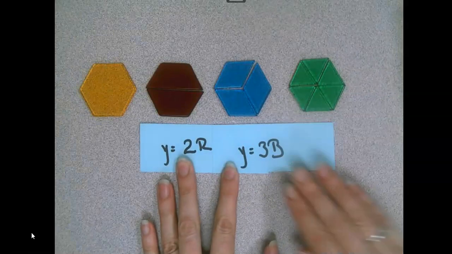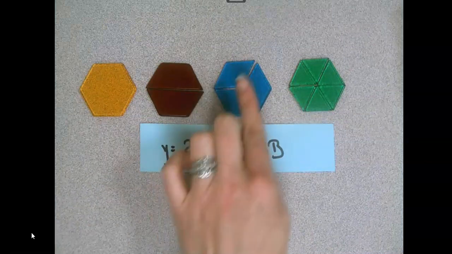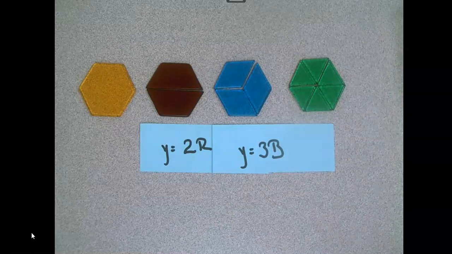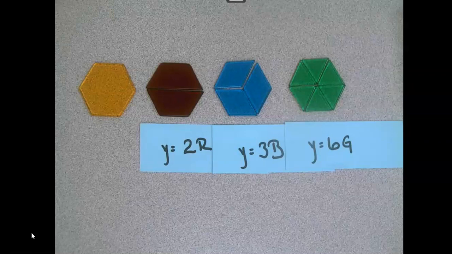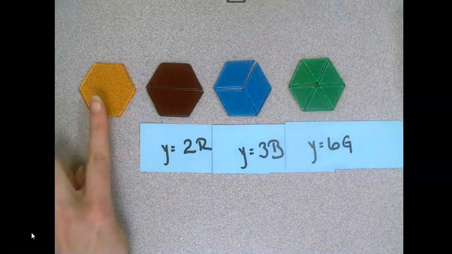If our fractional unit was a third, then our y would equal 3 blues. So 3 blues to equal 1 whole. And if our fractional unit was 1/6, y would equal 6 green, or 6g, again, because it takes 6 of these blocks to make up our whole.